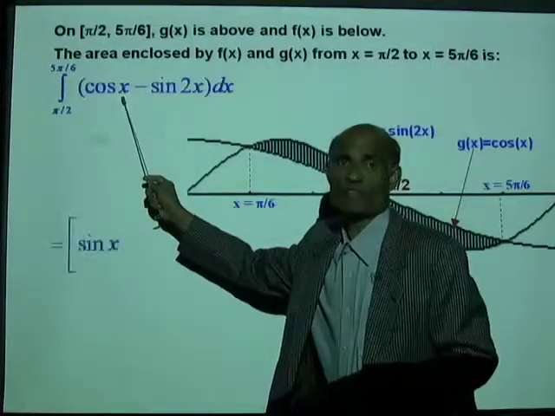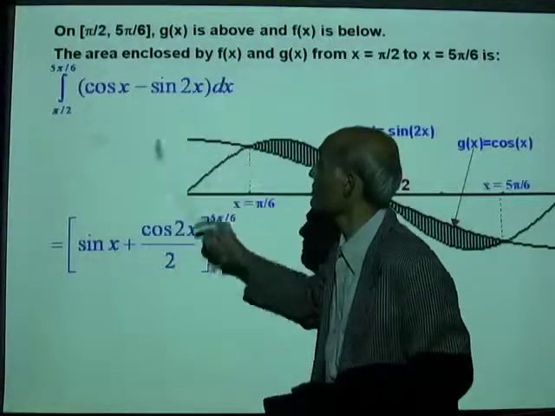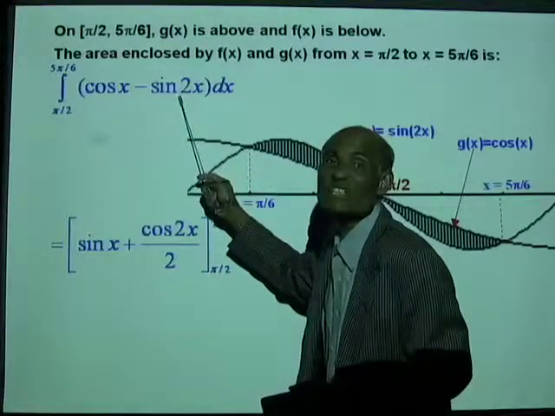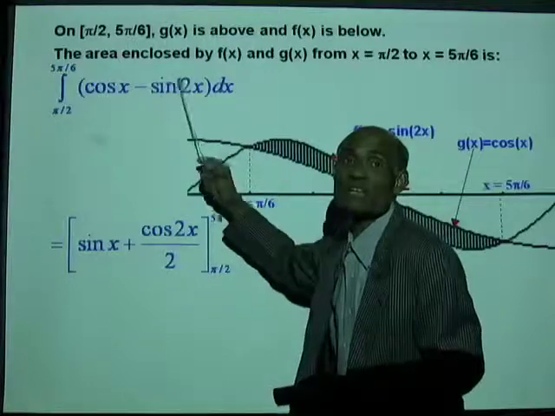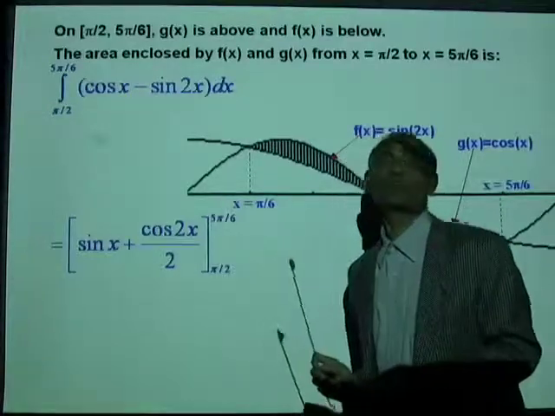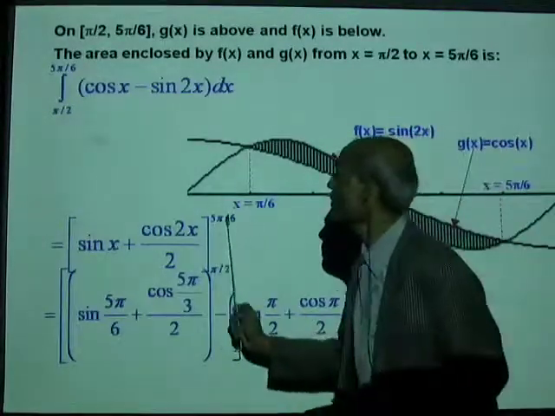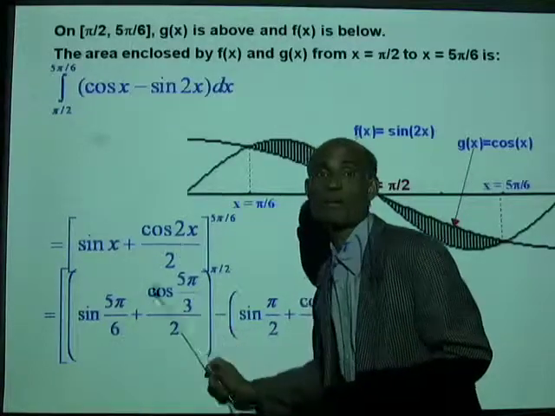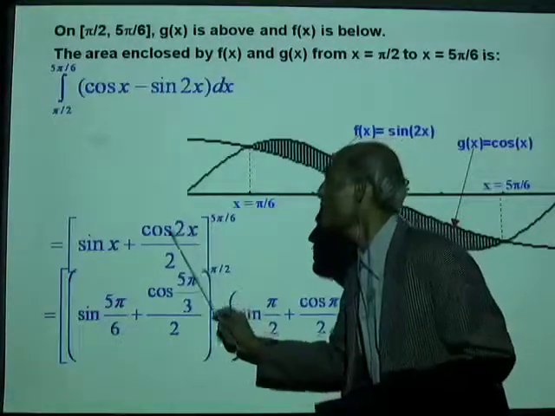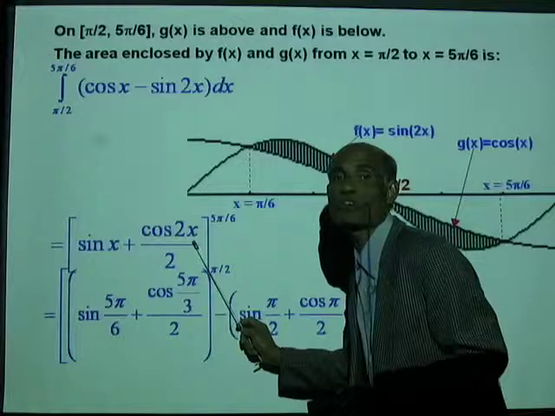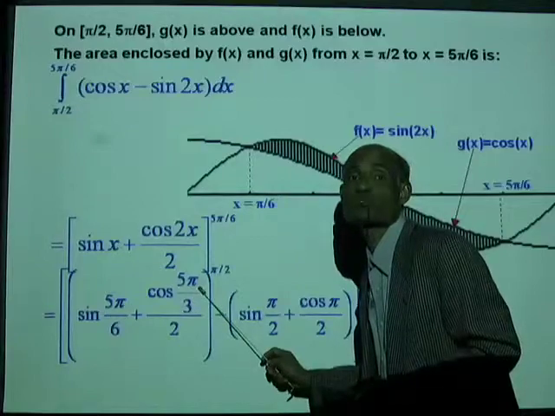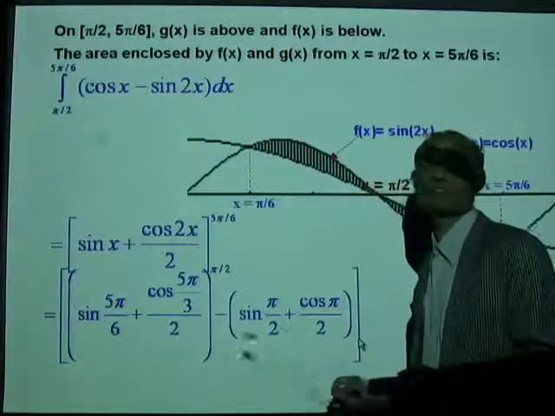This doesn't really take a lot of effort now. Integral cos x dx is sine x, and integral sine 2x dx is negative cos 2x over 2. That negative with this negative becomes positive. And the lower limit is pi by 2, the upper limit is 5 pi by 6. Now, set x equal to 5 pi by 6: sine of 5 pi by 6 plus cos of 2x. 2 times 5 pi by 6 is 5 pi by 3. Is that right? 5 pi by 6 times 2 is 5 pi by 3, divided by 2.